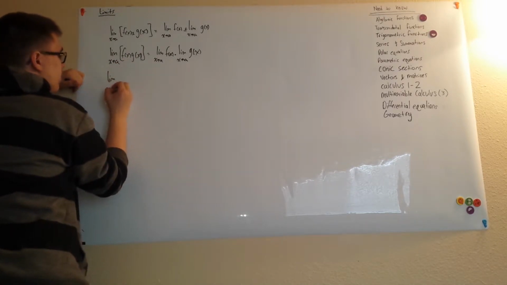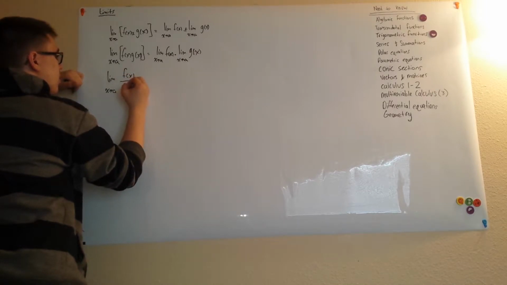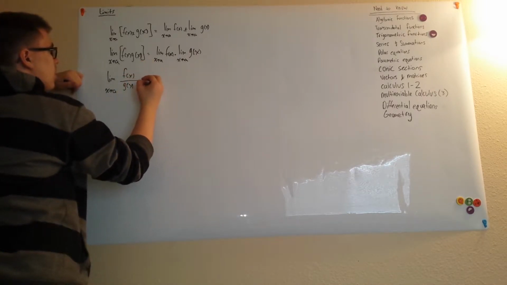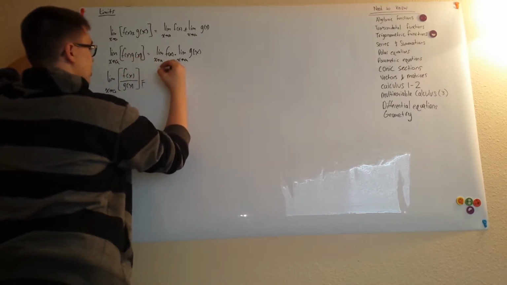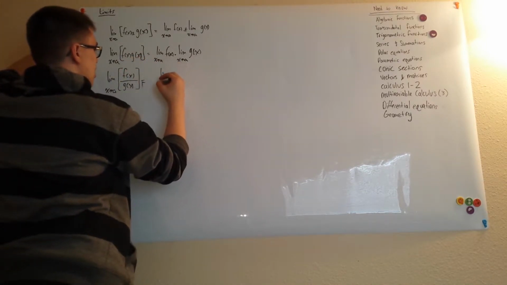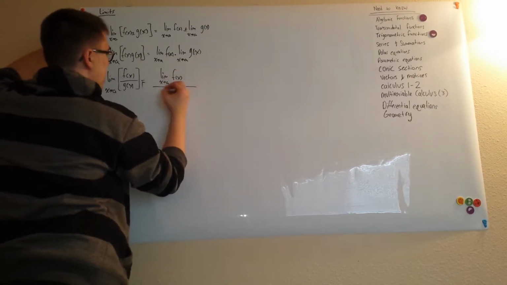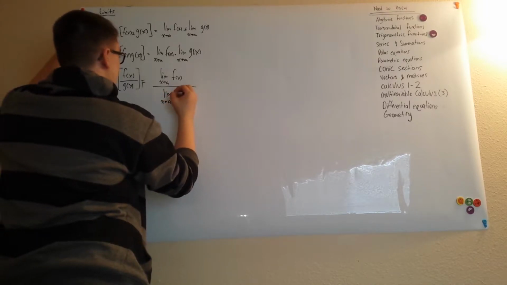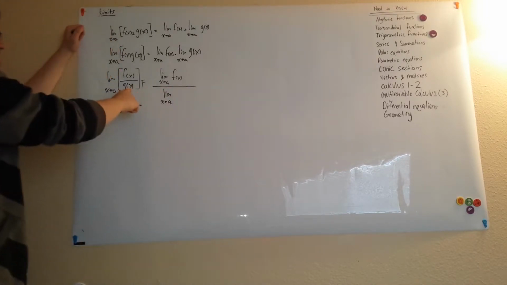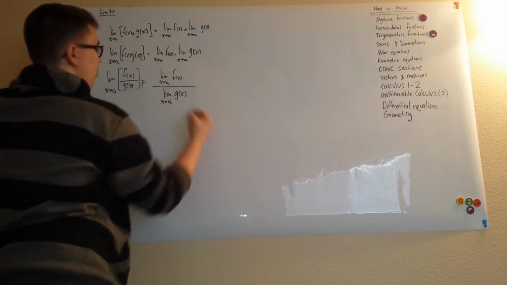There's another one, it's for division. You can separate limits by division, provided that the bottom one doesn't equal 0.